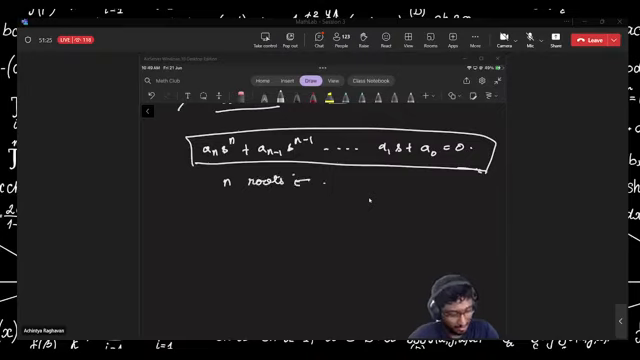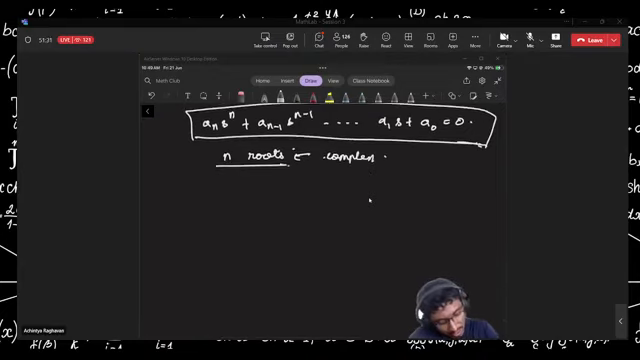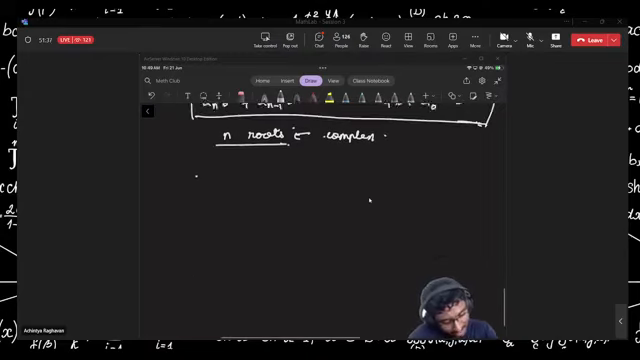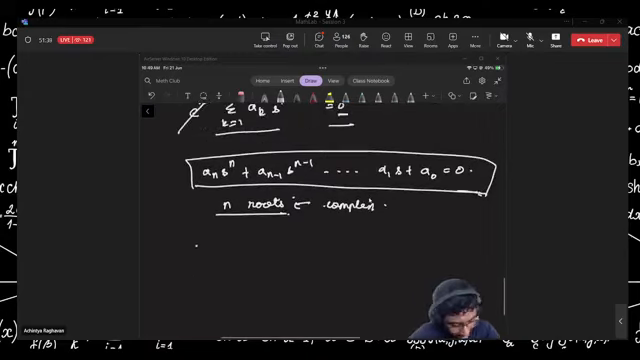Assuming the roots are complex, of course. So the roots also may be complex, but it always has n roots. This is a guaranteed thing. Some may be repeating, but that's always the case. So now we know that. Let the n roots be s1, s2, ..., sn.